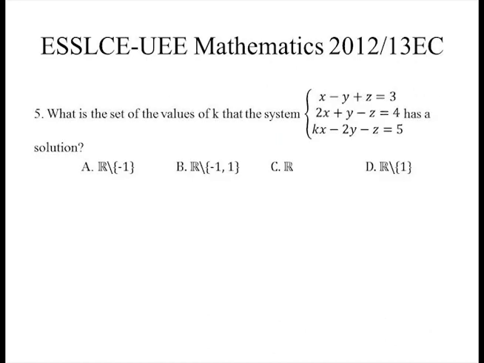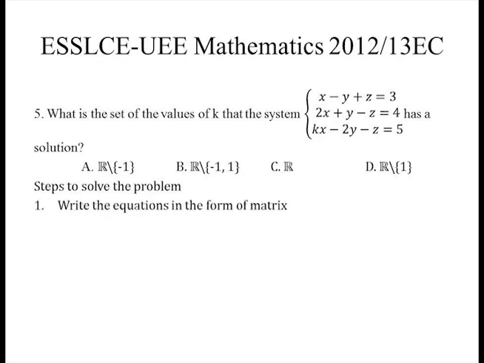Question number 5. What is the set of the values of k that the system x minus y plus z is equal to 3, 2x plus y minus z is equal to 4, kx minus 2y minus z is equal to 5 has a solution? Follow these steps to solve the problem. Write the equation in the form of a matrix.